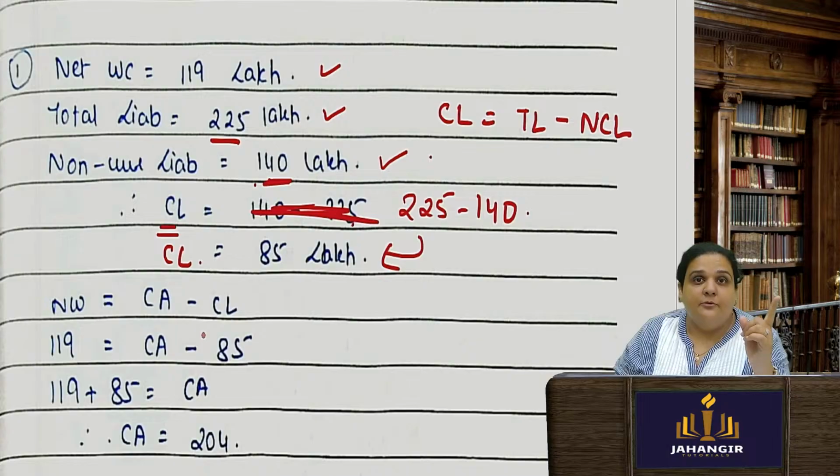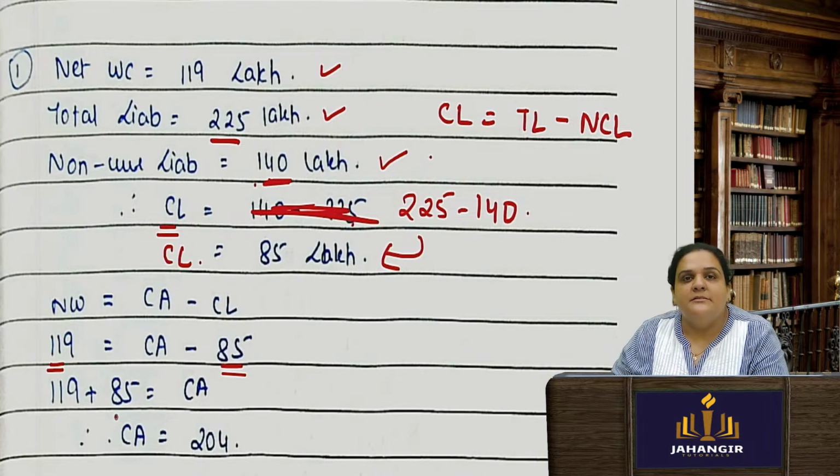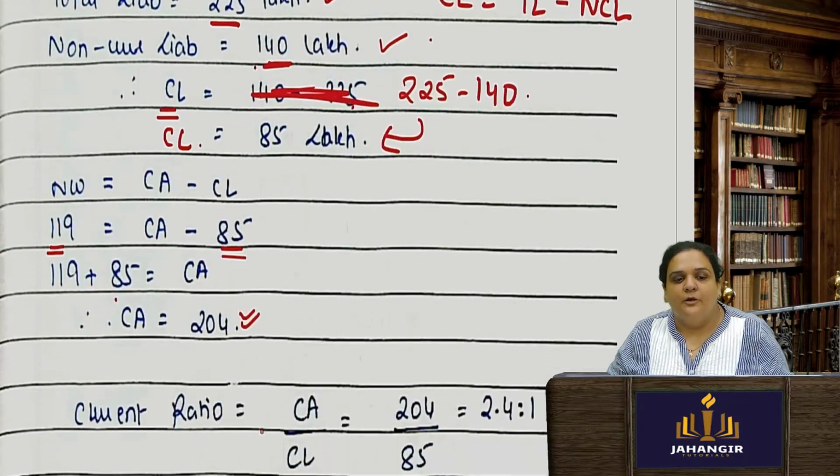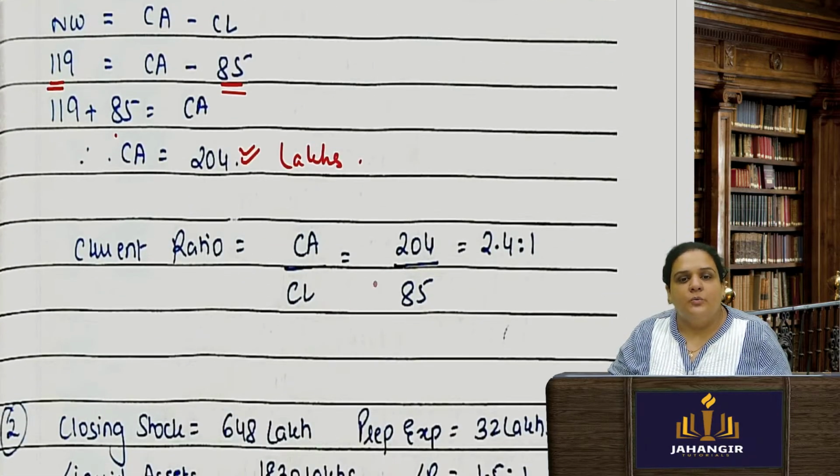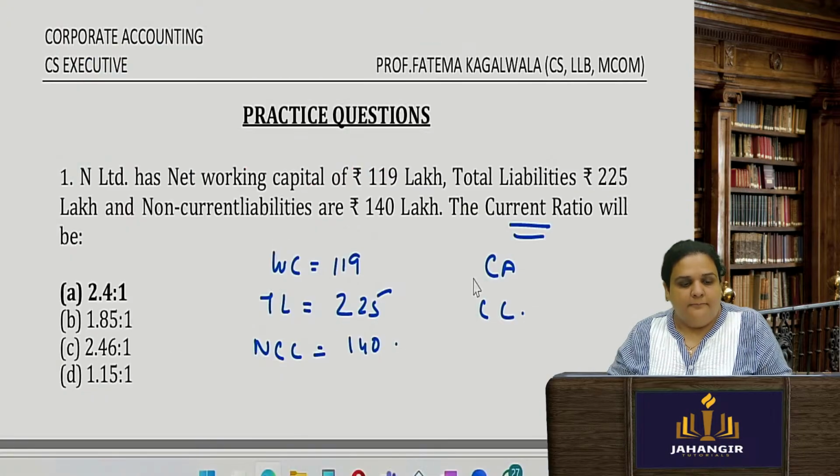Working capital, I told you, it is current assets minus current liabilities. You have net working capital, you have current liabilities. So current assets will become what? Working capital plus current liabilities. So current assets is 204 lakhs. Therefore, current ratio 204 upon 85, 2.4 is to 1.